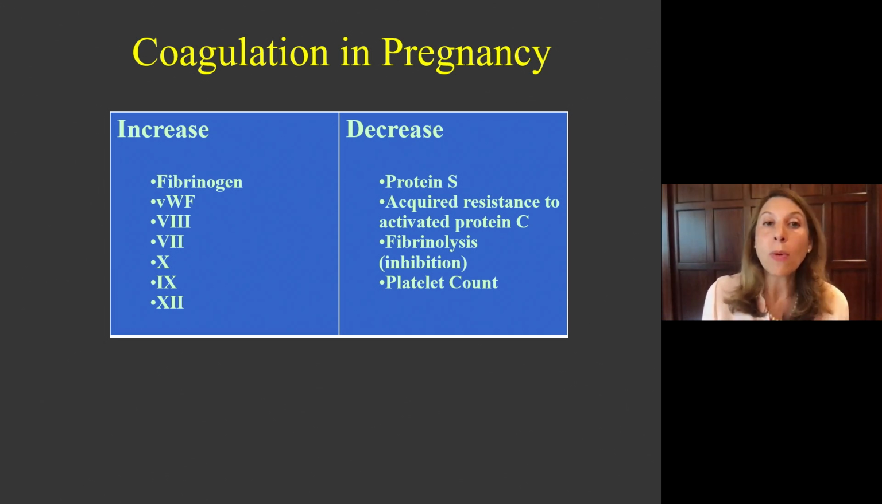Remember that there are a number of coagulation abnormalities and differences that happen in pregnancy, and this results in both an increased risk of bleeding as well as an increased risk of clotting. So some of the factors that increase in pregnancy include fibrinogen, von Willebrand factor, and a number of different coagulation factors, including 8, 7, 10, 9, and 12.